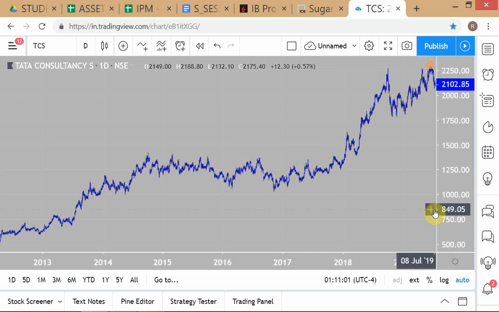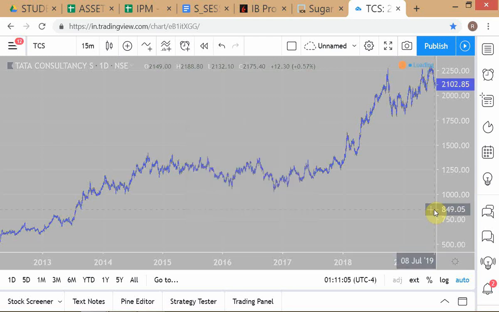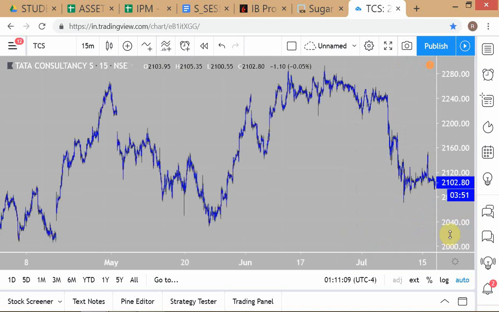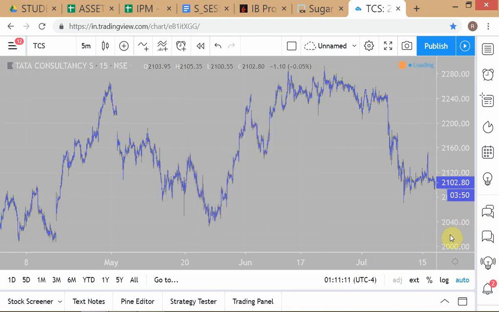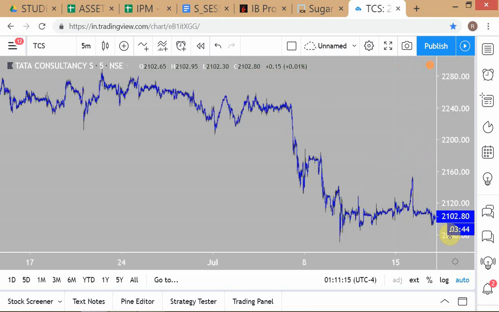And as you have seen, the shares of TCS have been fluctuating. You can see how much they fluctuate even in this short time, even in this 5 minutes. Just in a few days, you can see how much it has fluctuated.